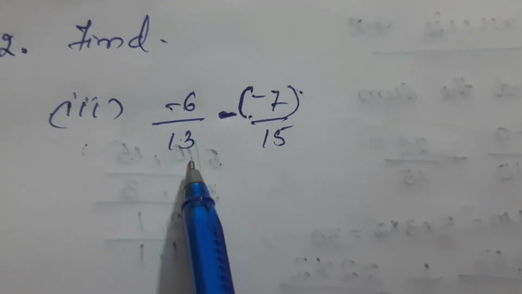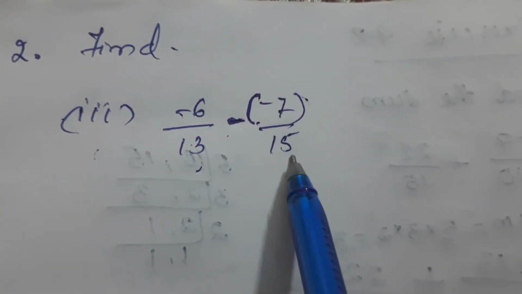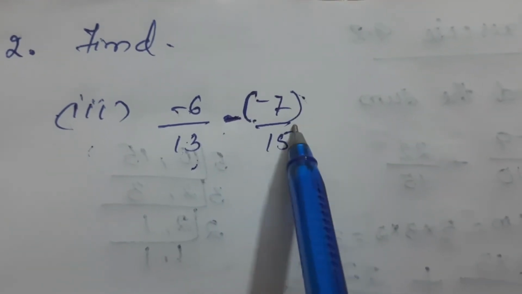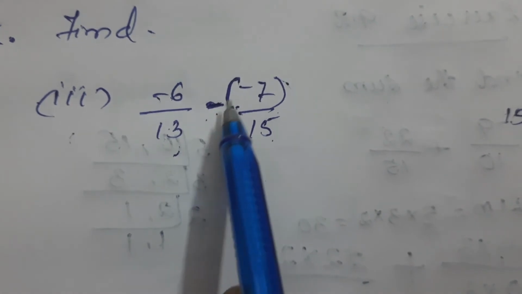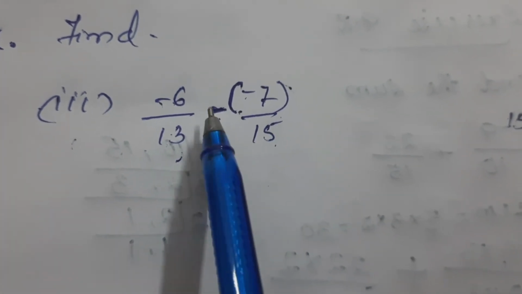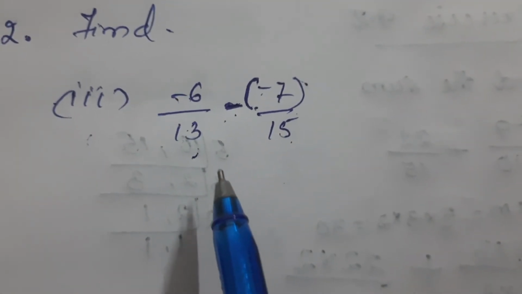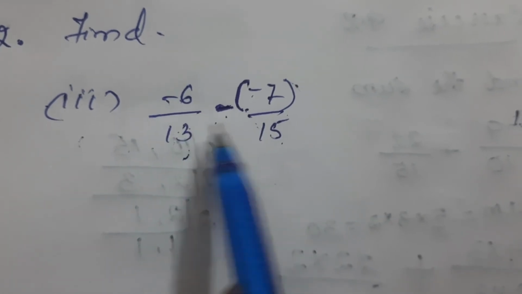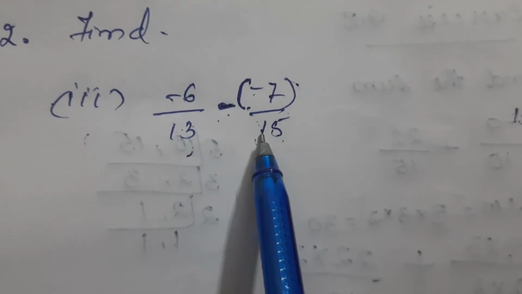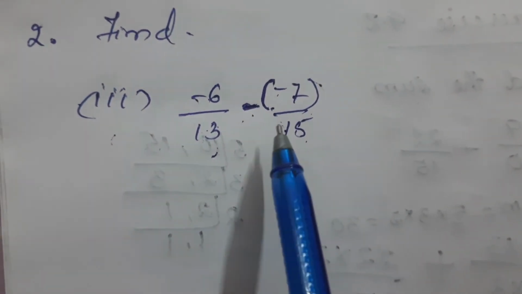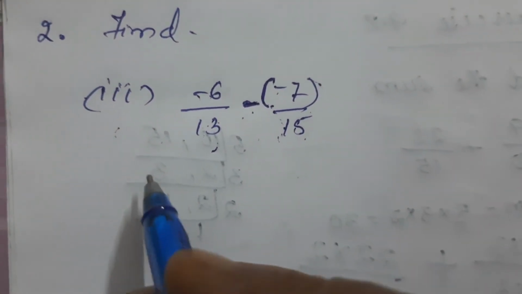Find negative 6 by 13 minus negative 7 by 15. Negative 7 by 15 is put in a bracket so that there is no confusion between this minus and this negative sign. This is subtraction. So we know that when we subtract two rational numbers, we should find out the additive inverse of the second rational number and add it to the first rational number.